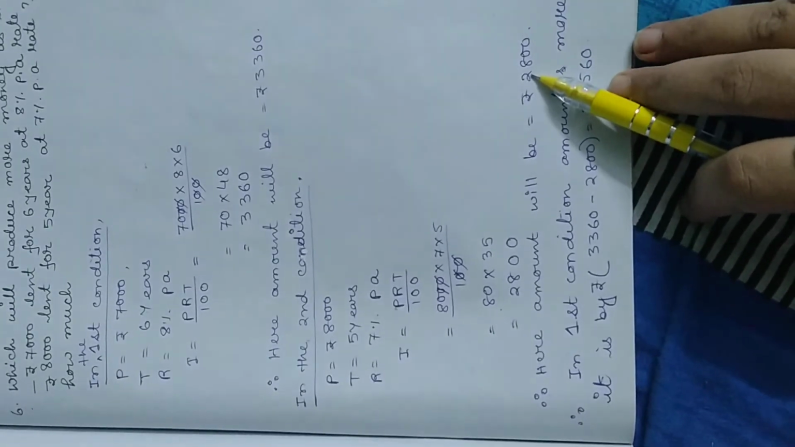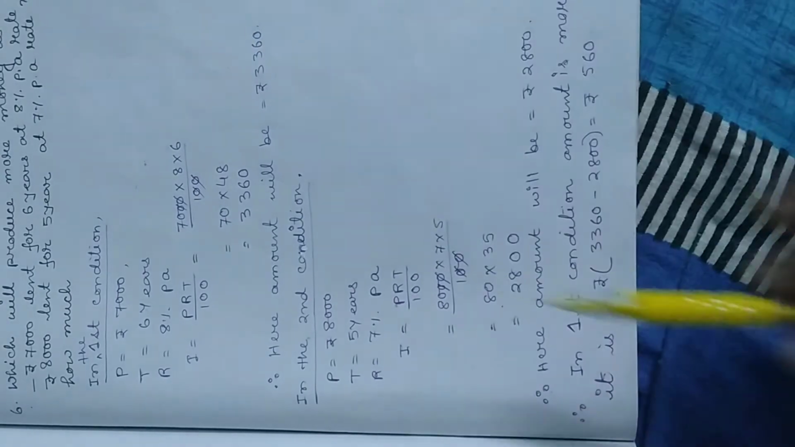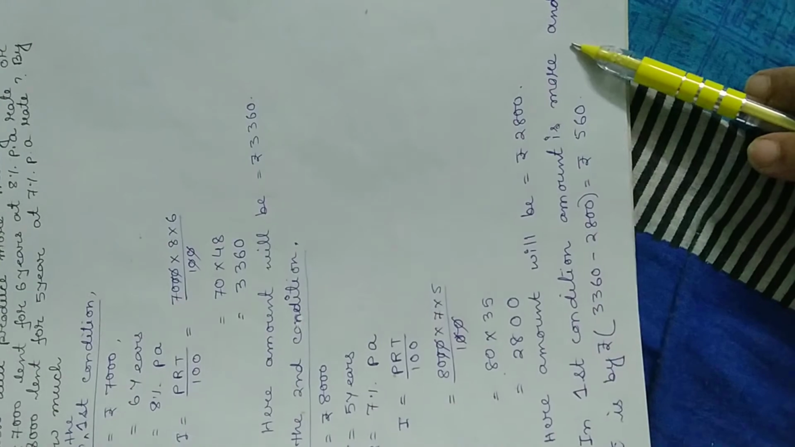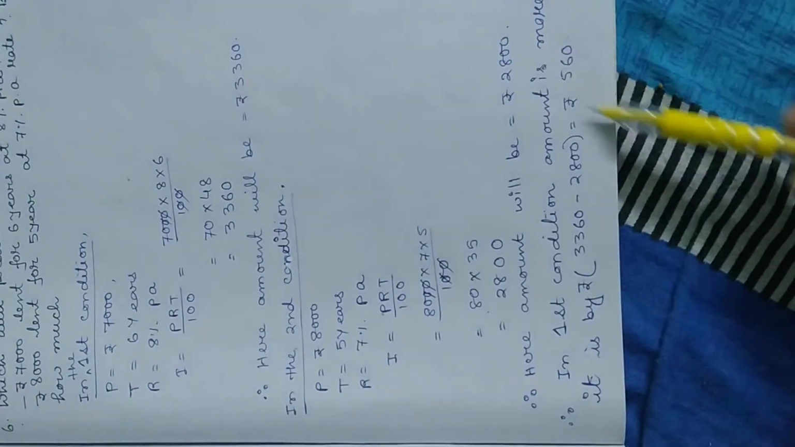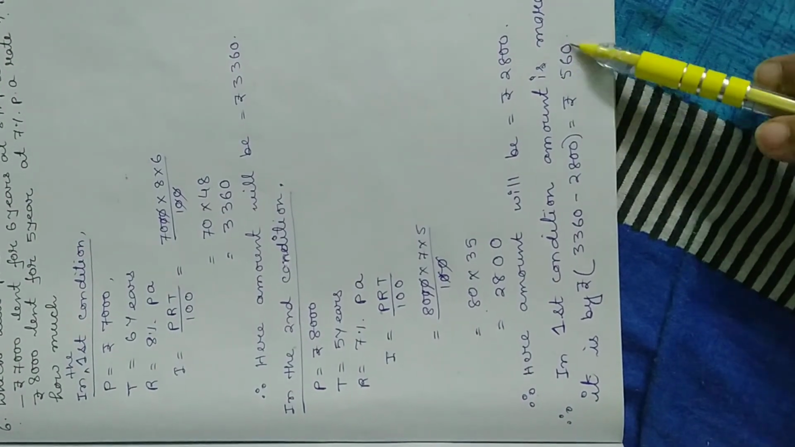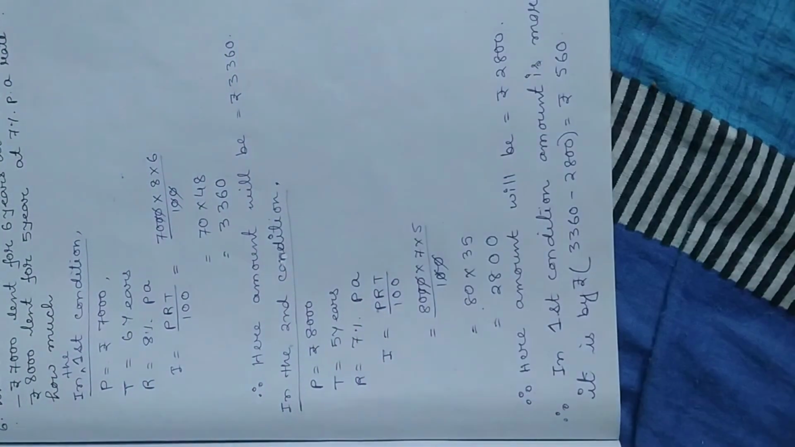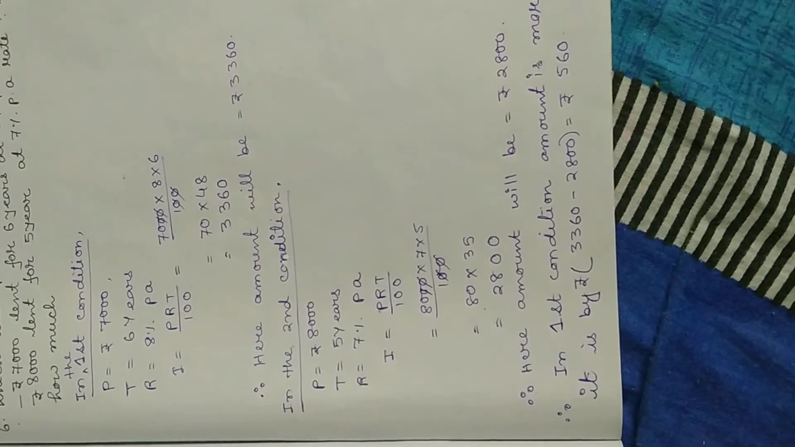So which one is greater as interest? That is the first condition. So in the first condition the interest is more, and by how much? Just do the subtraction, this minus this. So the answer will be rupees 560. So by 560 the interest will be greater in the first condition. Thank you class. Try to solve the rest of the problems. Thank you.